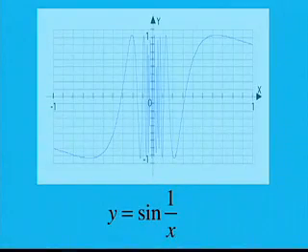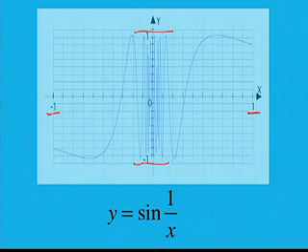Let's take a look at a picture that shows oscillating motion. Here's the graph, y equals sine of 1 over x, and we've only graphed it from -1 to +1. What I want you to notice is the graph is oscillating up and down between -1 and +1, which means the amplitude for this particular function, of course, is 1.